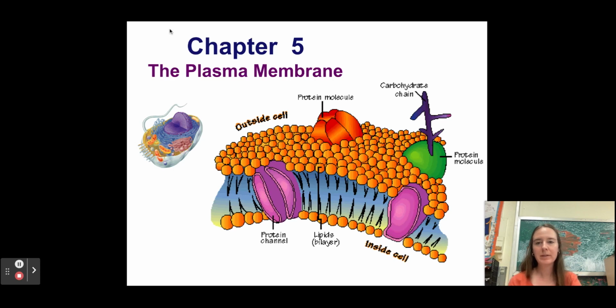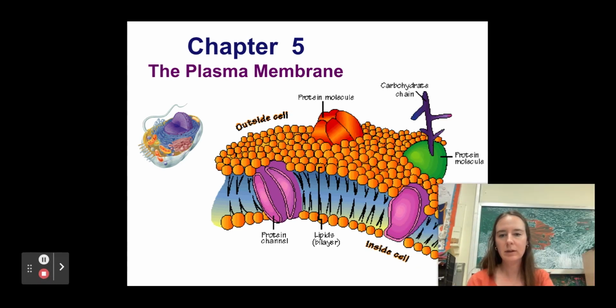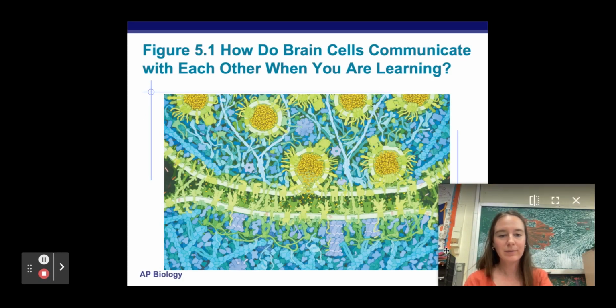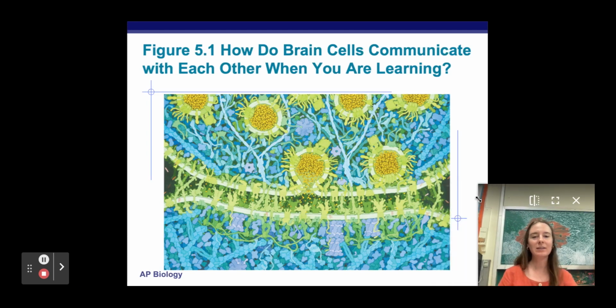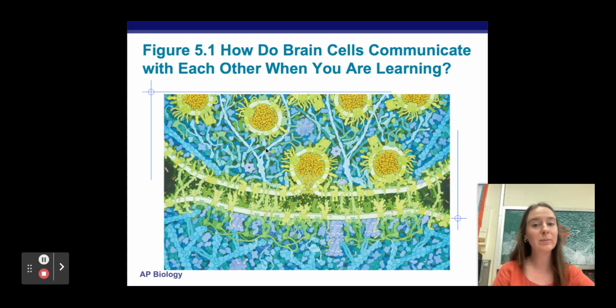In this chapter, we're going to be talking about what a membrane looks like, what its structure is, and its function. So let's begin with a little picture. All right, so the first thing we want to look at, and this picture's in your textbook, is an artistic depiction of the plasma membrane. Now, this picture shows two cells in your brain, two brain cells.